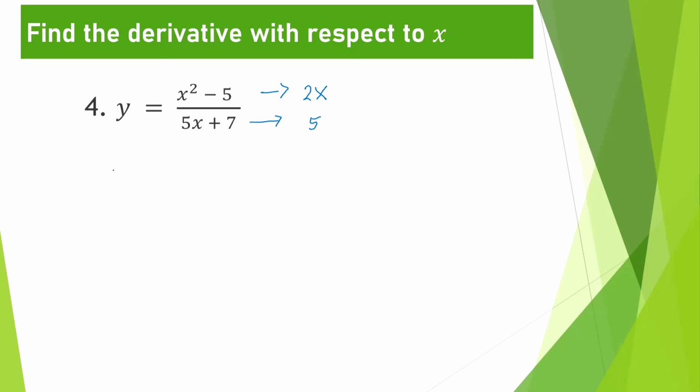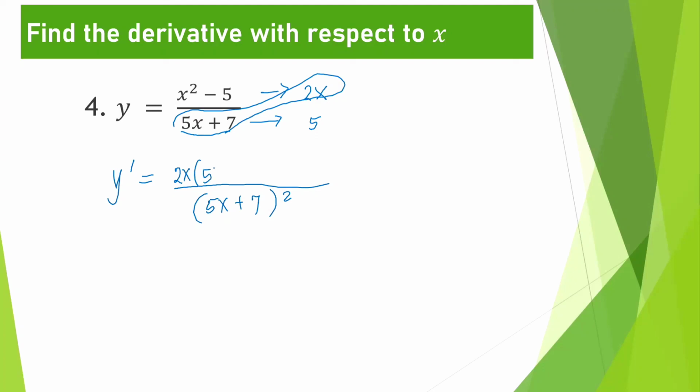Okay? So our y prime, since this is a quotient, we apply the quotient rule. The denominator needs to be squared. That's your low squared. Then low d-high. So 2x times 5x plus 7, minus high d-low.